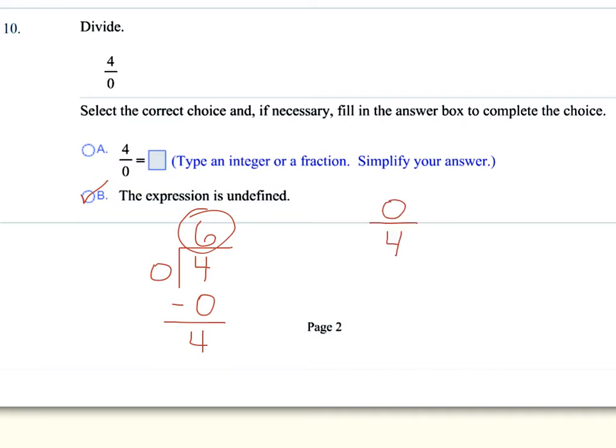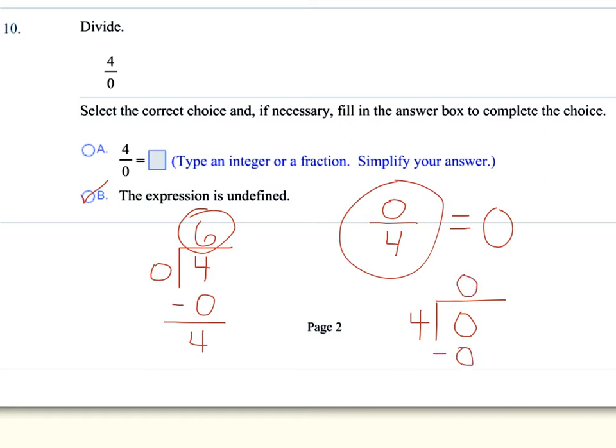Now don't get this confused with this problem. 0 can be divided by 4. 0 can be divided by 4 0 times. Again, if we set it up the way we did in grade school, 0 divided by 4, 4 goes into 0 0 times. 0 times 4 is 0. So it does go in there evenly. We can divide it.